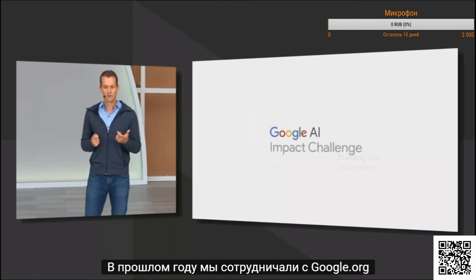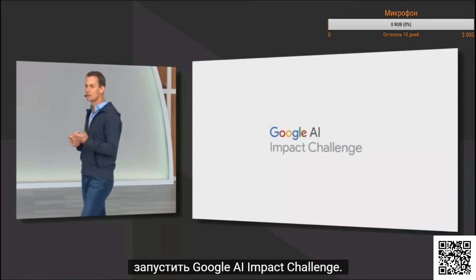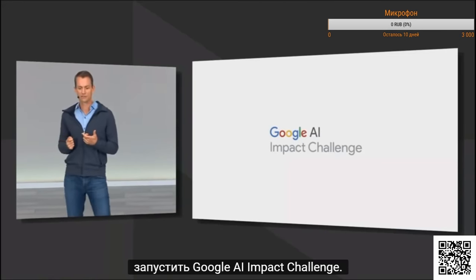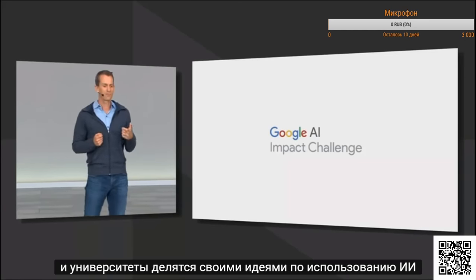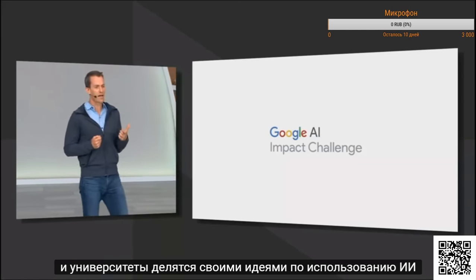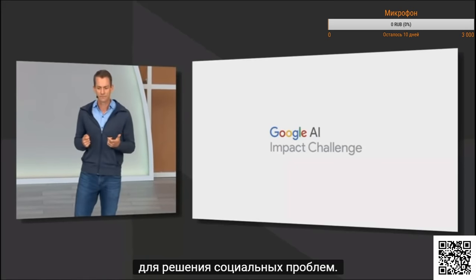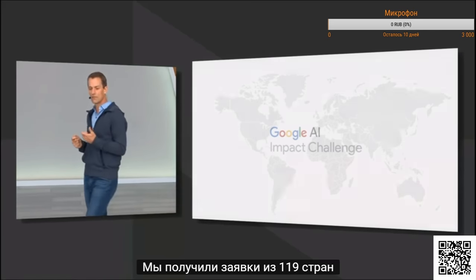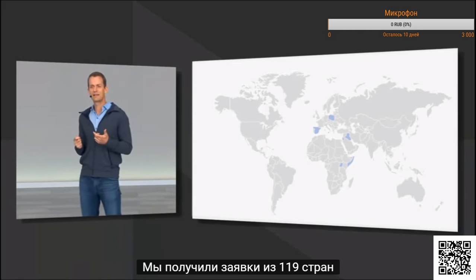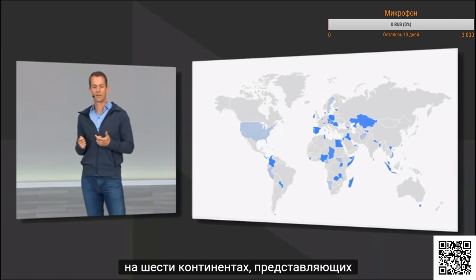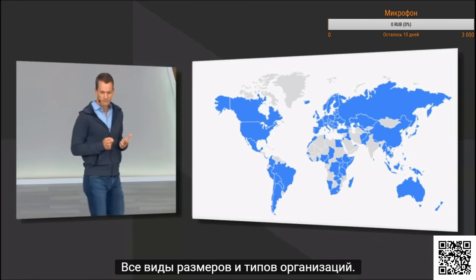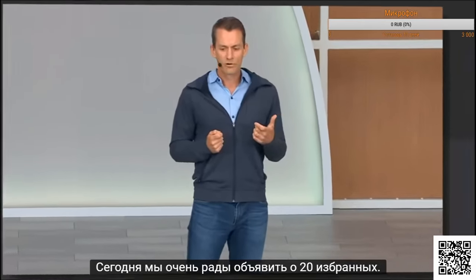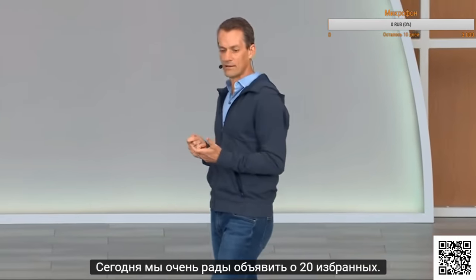Last year, we partnered with Google.org to launch the Google AI Impact Challenge. It was a call for nonprofits, social enterprises, and universities to share their ideas for using AI to address societal challenges. We've received applications from 119 countries across 6 continents, representing all kinds of sizes and types of organizations. Today, we're really excited to announce the 20 selected.